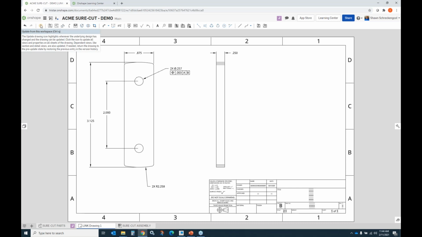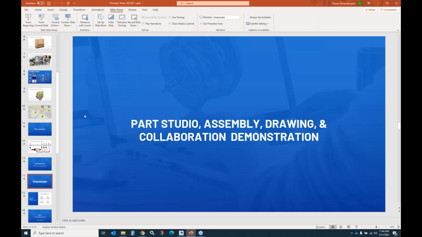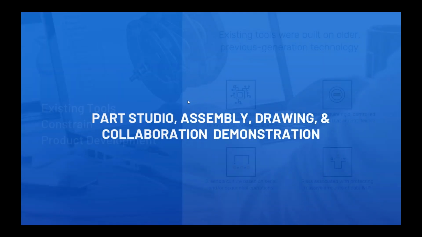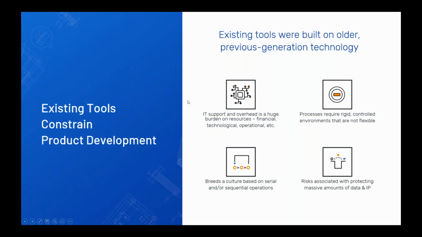So with that, I got a few more slides to show you, and then we'll open up for some questions. So if we look at the existing tools that we have today, they're all built on older generation technology, right? Or even previous generation technology to Onshape.